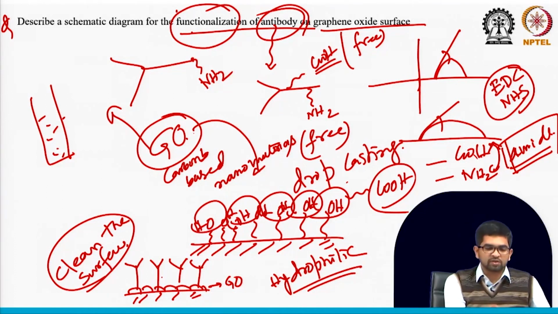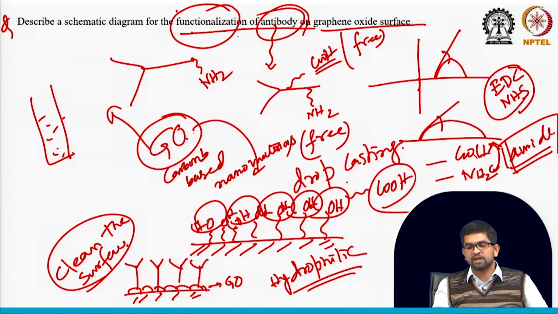Clear? So, like this way you can draw a schematic diagram for the functionality of the antibody on the graphene oxide surface. Okay.